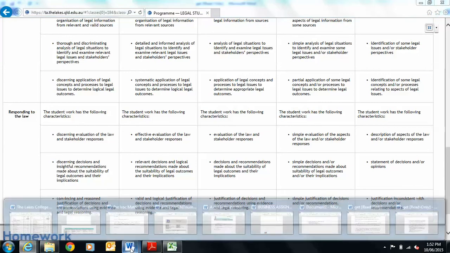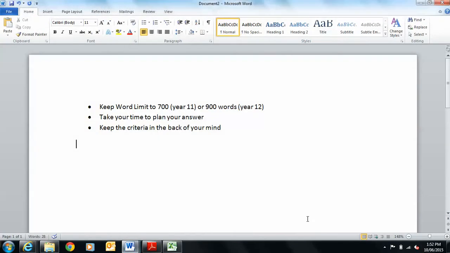I want to go back to where I started, just these 3 points. Keep an eye on this word limit. Take the time to plan your answer. And keep the criteria in the back of your mind. What are the 3 things you're doing? And the one thing I did wrong, or that you won't do with yours, is I just wanted to set up the criteria. You won't have subheadings because it will be an essay that you will be writing.